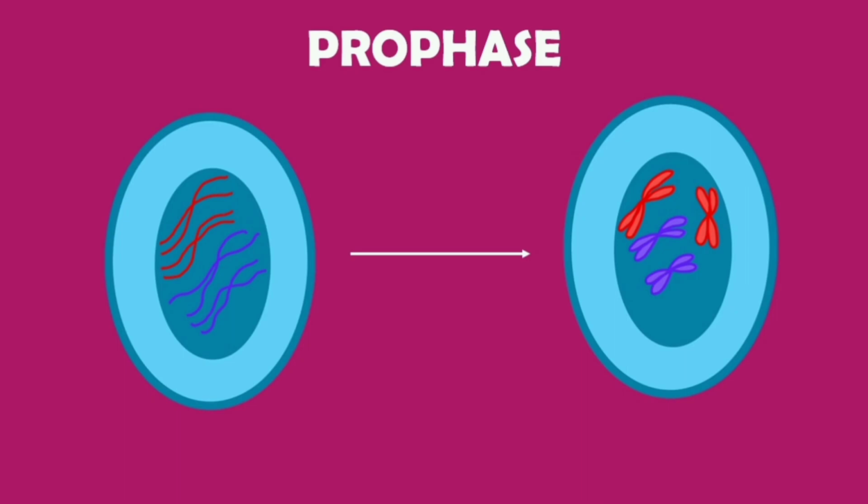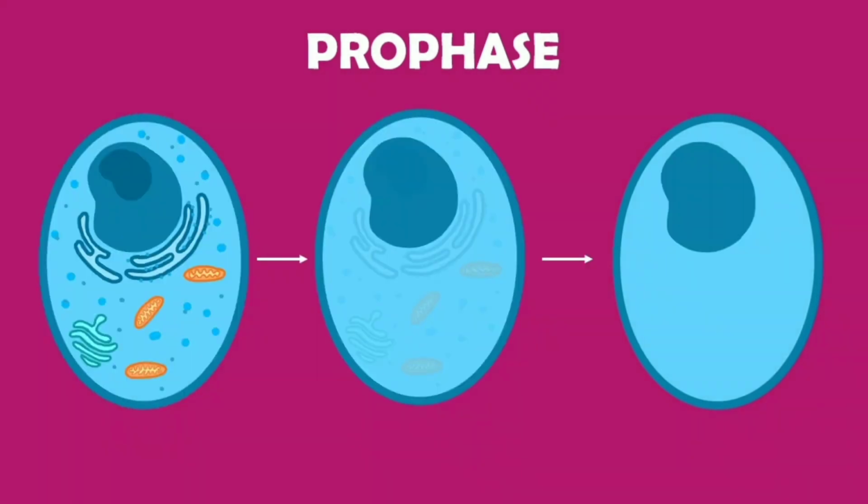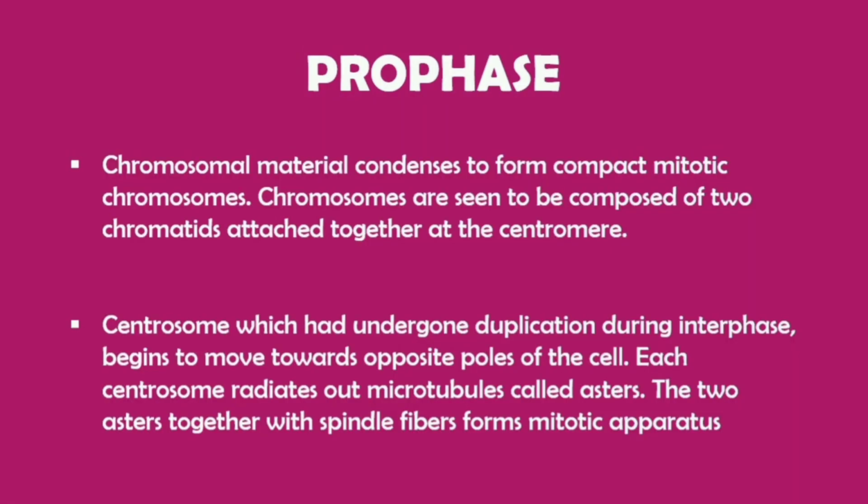The centriole, which has undergone duplication during S phase of interphase, now begins to move towards opposite poles of the cell. Chromosomal material condenses to form compact mitotic chromosomes. Chromosomes are seen to be composed of two chromatids attached together at the centromere. Each centriole radiates out microtubules called aster. The two asters come together with the spindle fibers, forming the mitotic apparatus.